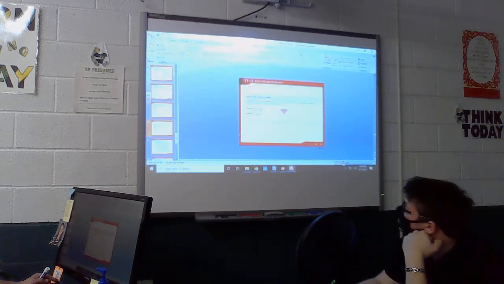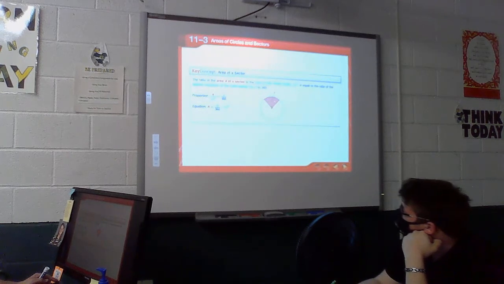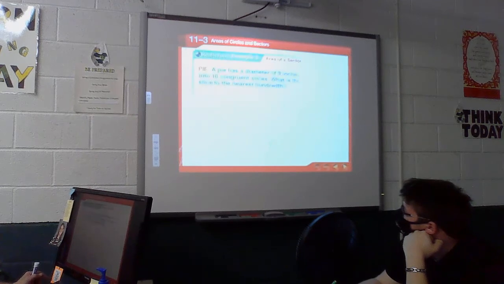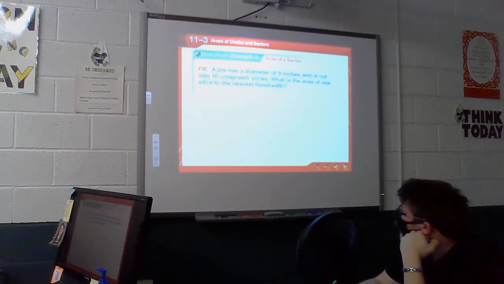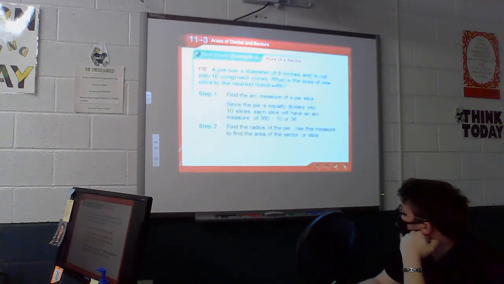So here's my sector, right? So again, if you want to look at this, this is my sector. I'm looking for that central angle. It's just an example of that. A pie has a diameter of 9 inches and is cut into 10 congruent slices. What is the area of one slice to the nearest 100? Everybody understand what we're doing? So what is my central angle for this problem? 36, exactly right. Because they said there are 10 congruent slices, right? So I'm taking 360 divided by 10.